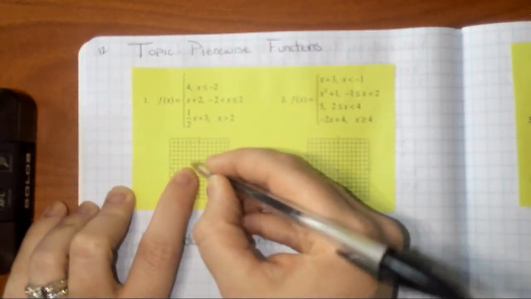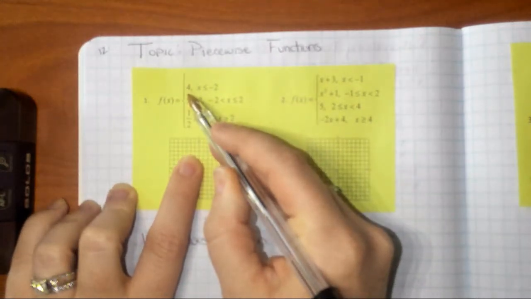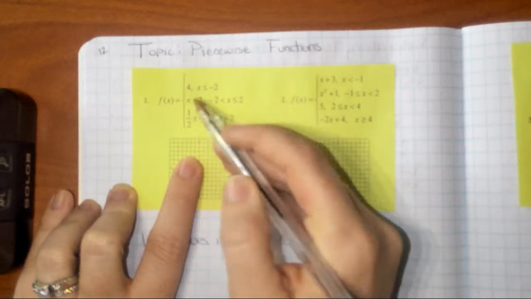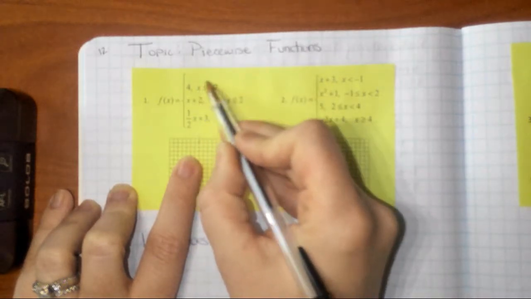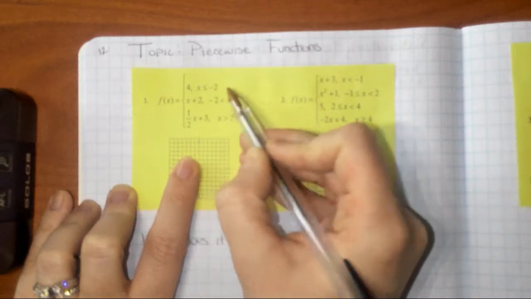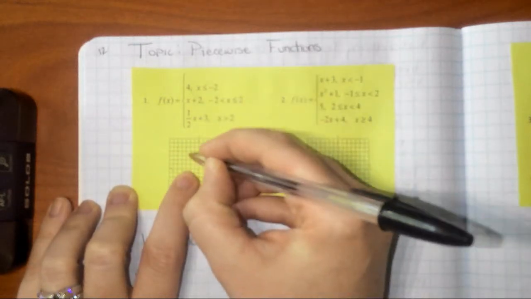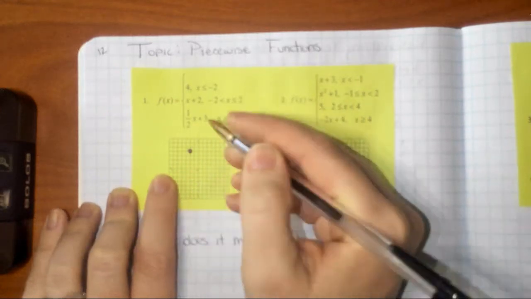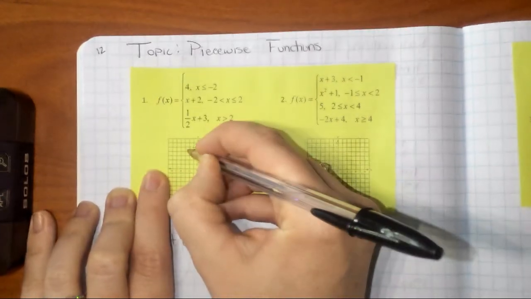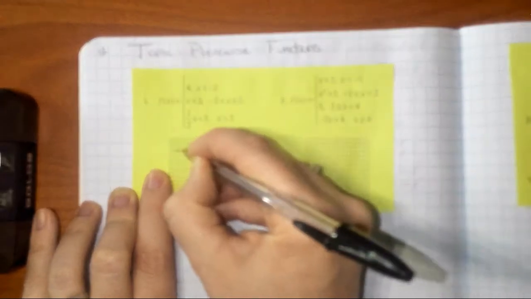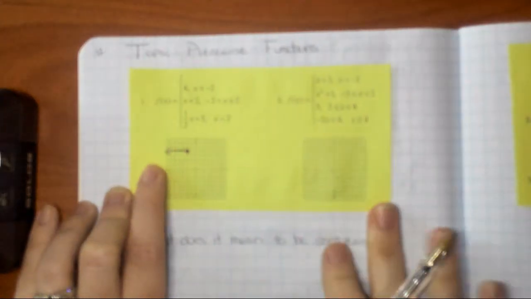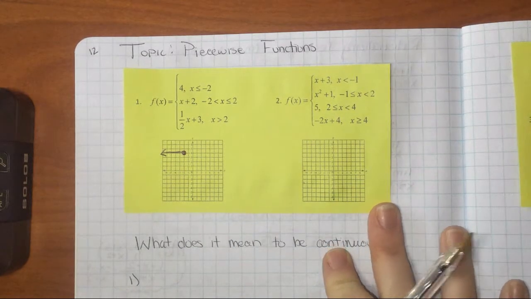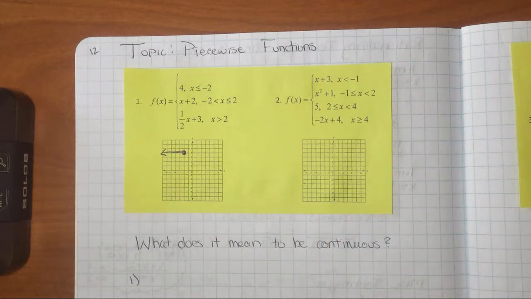Now, who can help me understand what it means when it just says 4? It's a straight horizontal line. Now the question is, do I include the -2 or not? Yes, I do. So at -2, I'm going to go up to 4 and fill that circle in. Because it's less than, my x values are going to the left, and it looks like this. I'm going to put an arrow there to signify that's what happens when it's less than or equal to -2.